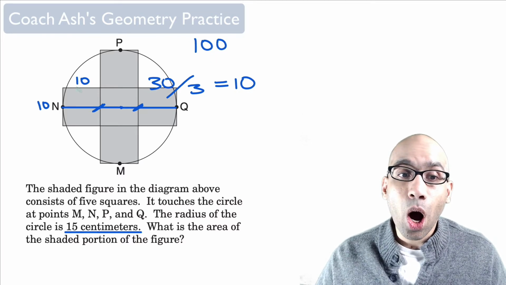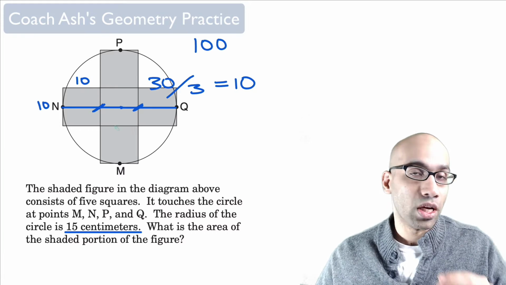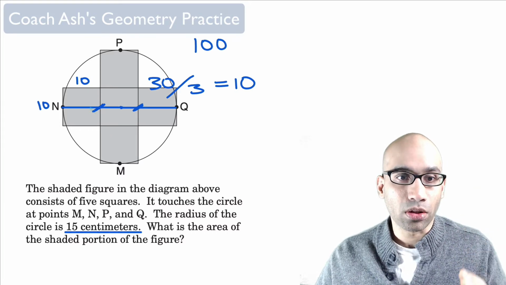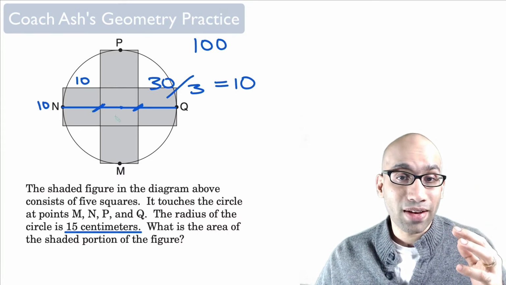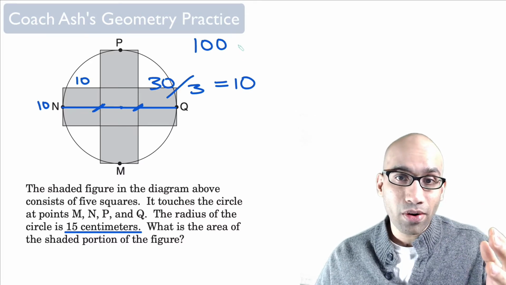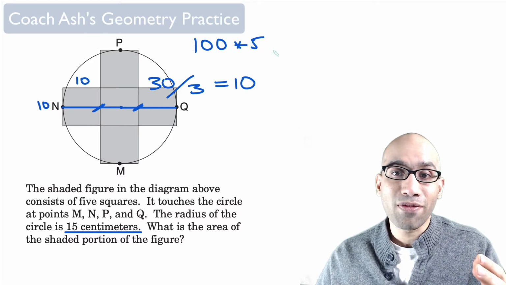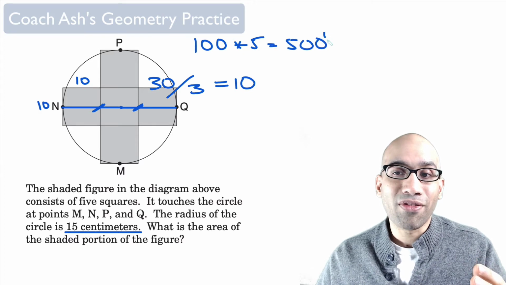Now consider all of these squares. Each of these squares is exactly congruent to the others. So the area of each of these 5 squares is 100, and so the total area is just going to be 100 times 5, which is equal to 500.